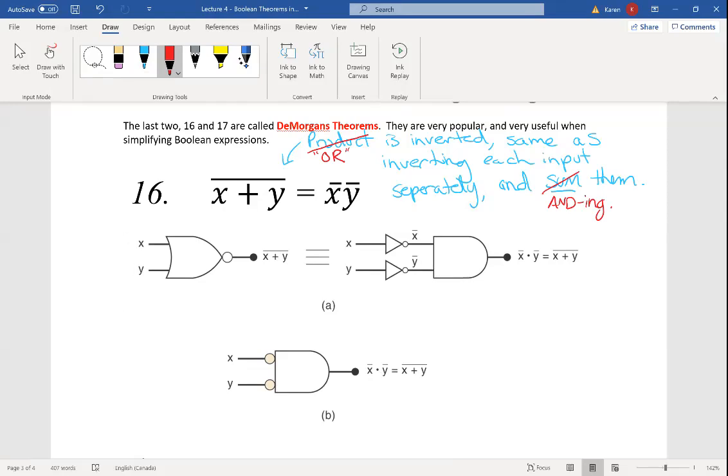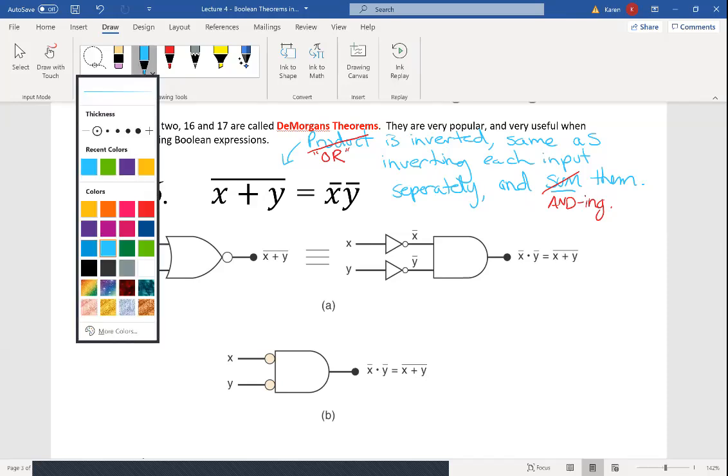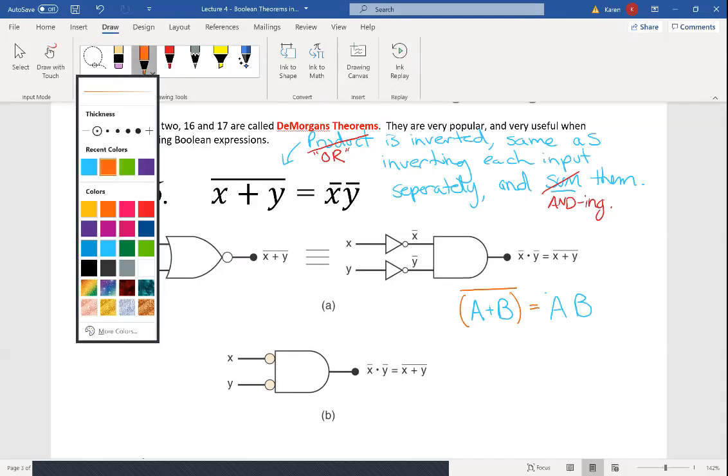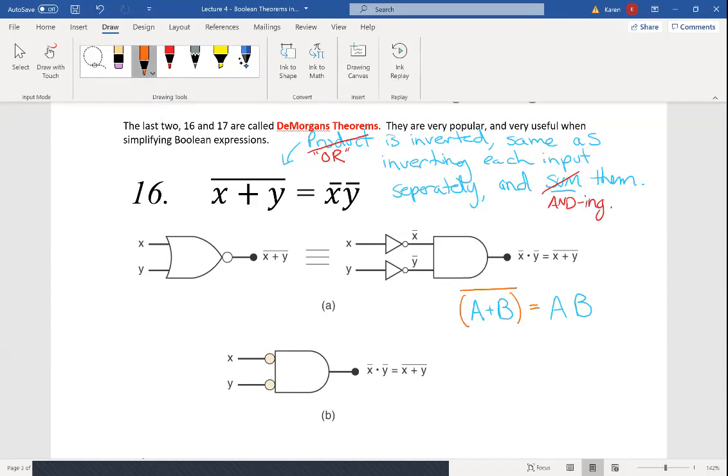So an illustration of number 16 in a more common way that you usually see it is like this: A and B, if that is completely covered in one large inversion, then that's the same as A or B separately inverted.